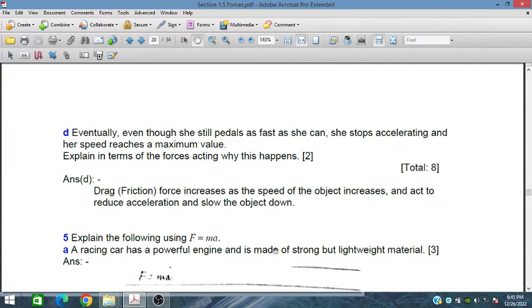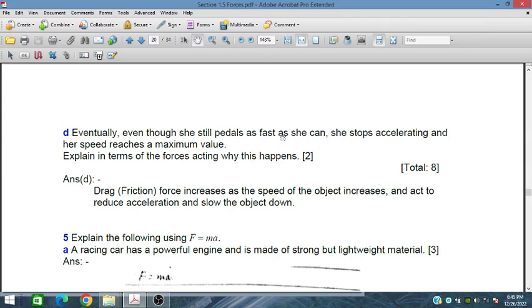Eventually, even though she still pedals as fast as she can, she stops accelerating and her speed reaches a maximum value. Explain in terms of force acting why this happens. The drag friction force increases as the speed of the object increases, so it acts to reduce acceleration and slow the object down.